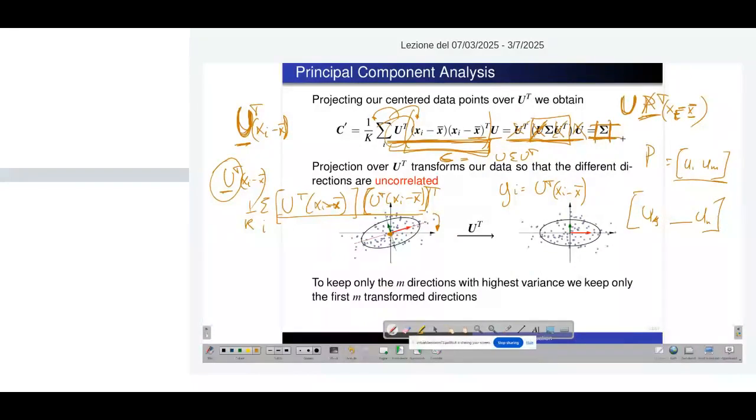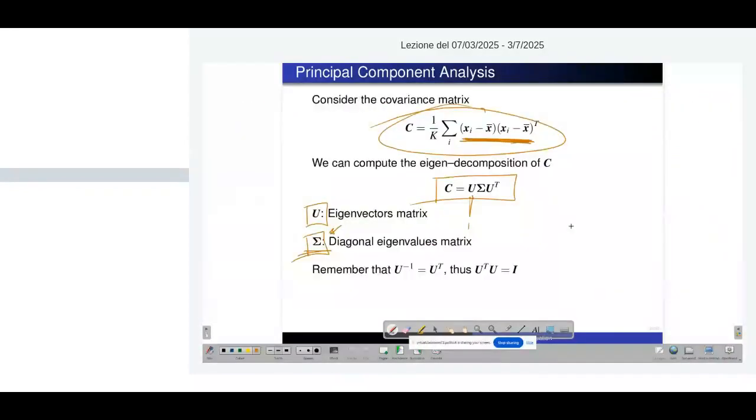The result is that the covariance matrix I obtain for the transformed features is diagonal. What does it mean? It means that if I multiply by U transpose, I transform the data so that what are called the principal directions of the covariance matrix become aligned with the Cartesian axes. What are the principal directions of the covariance matrix?